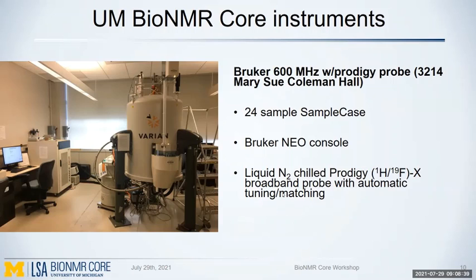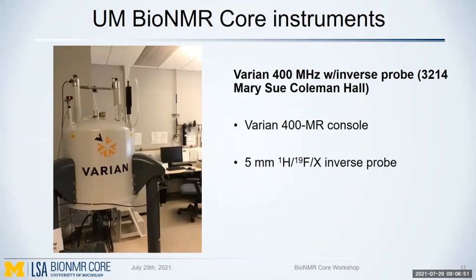And this has a broadband probe, so the inner coil of the probe is now X nuclei. It is capable of detecting X nuclei, and it can also detect proton and fluorine. And in the same room, we have a 400 NMR. This one is still Varian. It's not upgraded to Bruker yet. It has a Varian console and a 5mm proton fluorine X inverse probe.